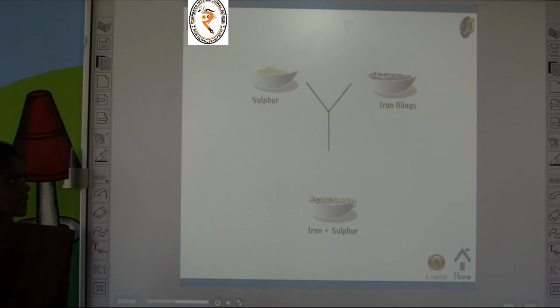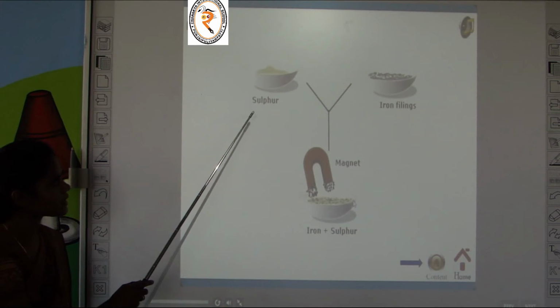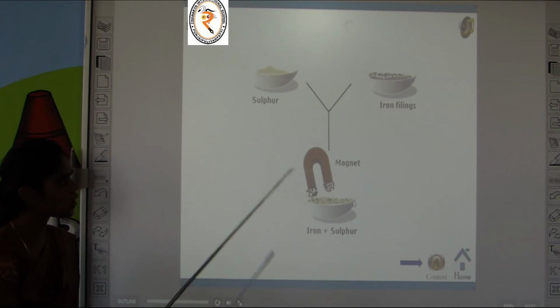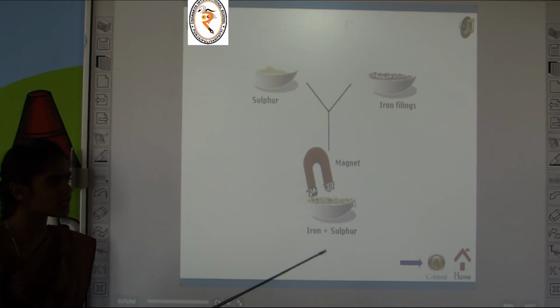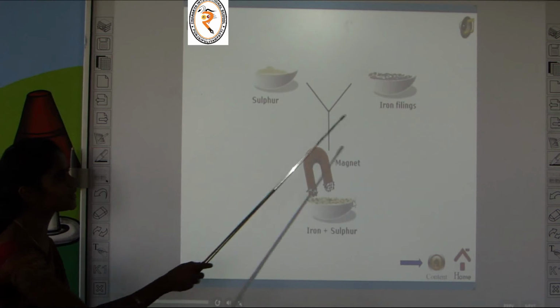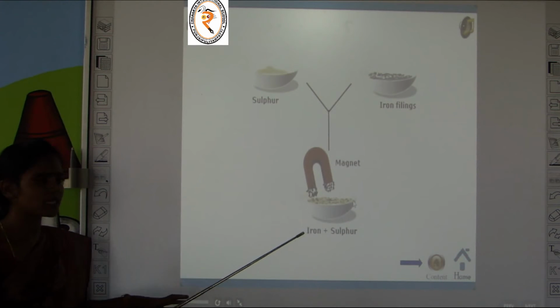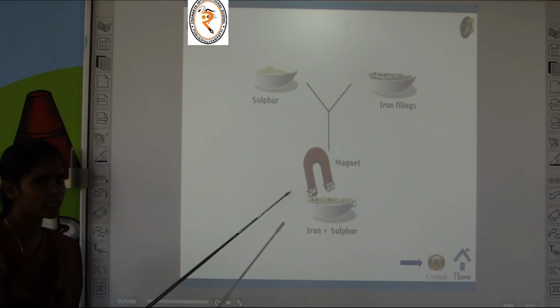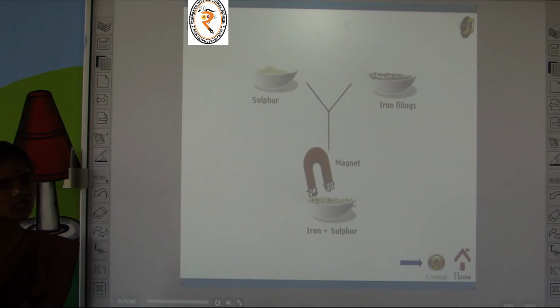See, look at the picture. It is an iron plus sulfur mixture. It is sulfur and it is iron filings. How can we separate the sulfur and iron filings from this mixture? We can use a magnet to separate the sulfur and iron filings. Why? Because by using this magnet, the iron filings are attracted by the magnet. So we can easily separate iron from sulfur. So this method is known as magnetic separation method.